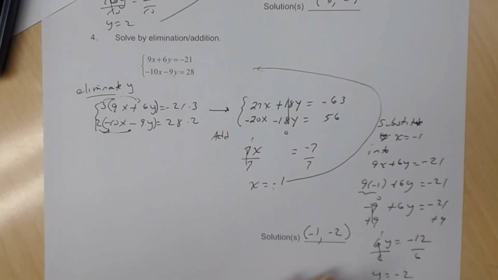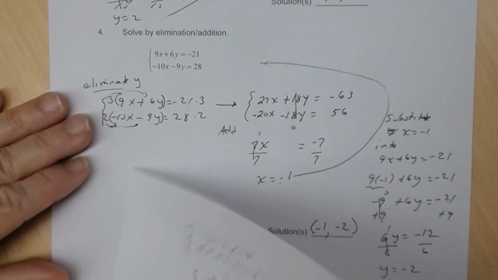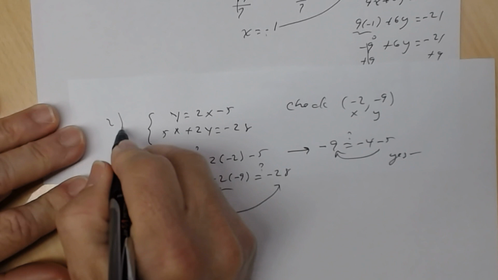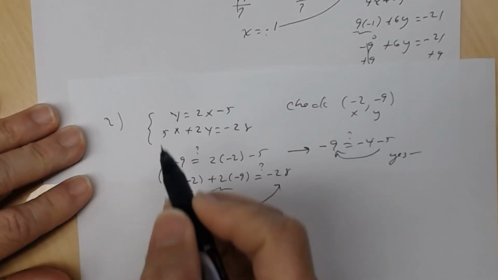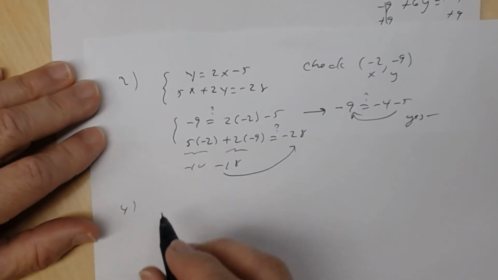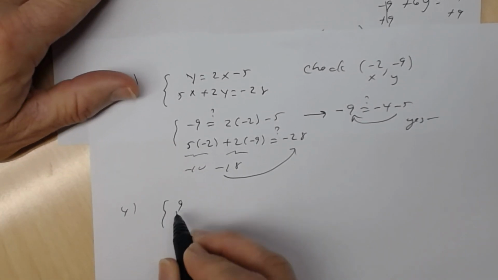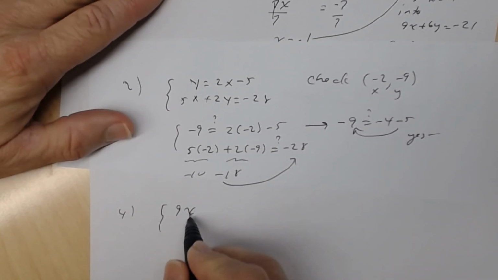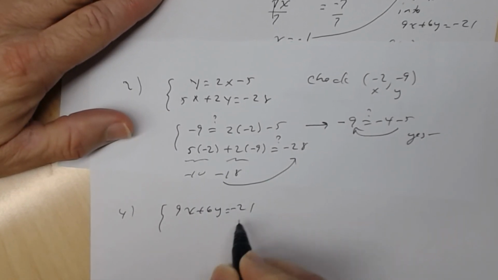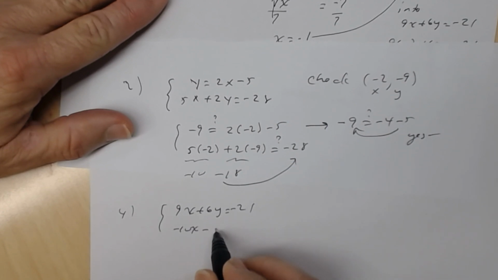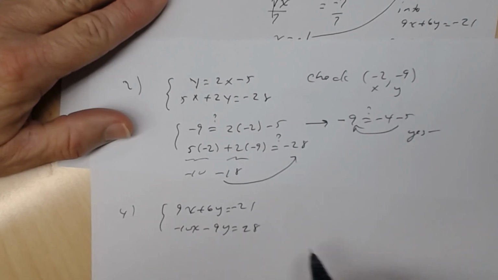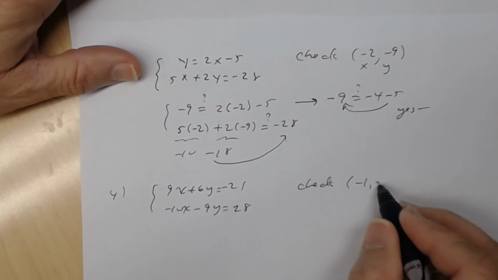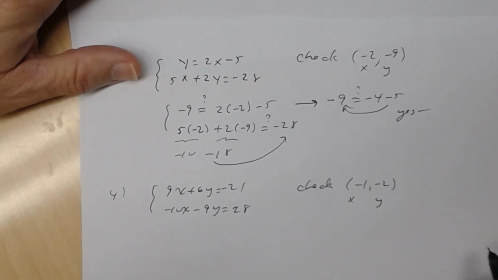And you can check it. So let's go ahead and check number 4. Always go back to your original, because you could have made a mistake somewhere in this computation. So 9x plus 6y equal negative 21. Negative 10x minus 9y equal 28. So we're checking negative 1, negative 2. Remember, this is your x, this is your y.